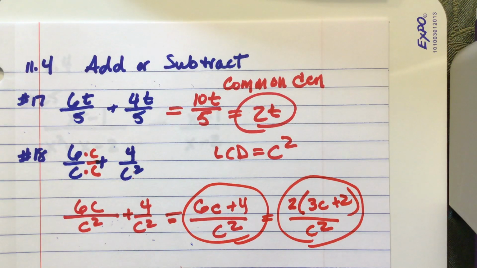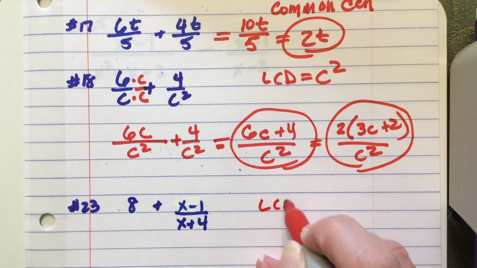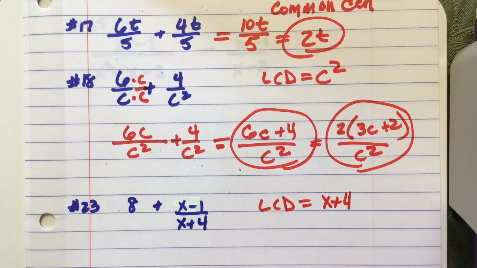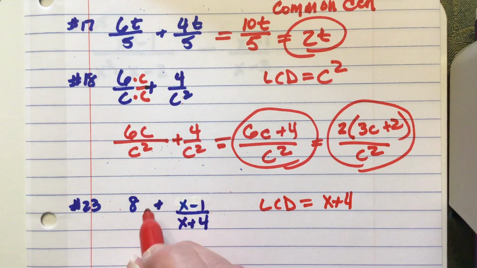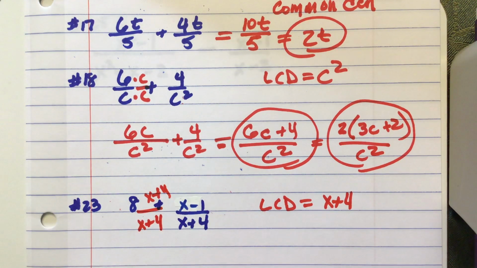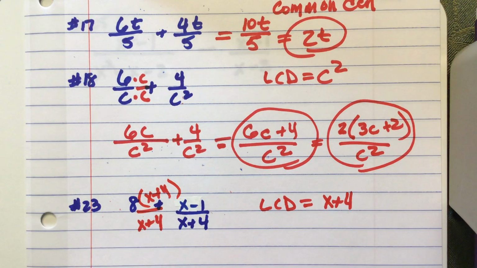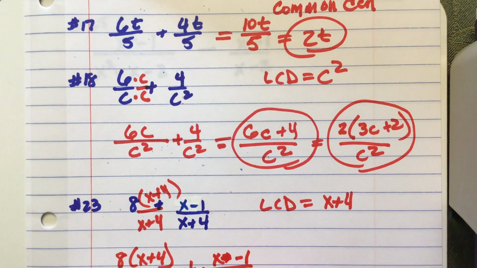Okay. Now we're going to try number 23. I have 8 plus x minus 1 over x plus 4. So now my least common denominator is going to be x plus 4. So I'm going to have to multiply the top and the bottom here by x plus 4 over x plus 4. Okay, just so I get my common denominator. And I'm going to add parentheses here to remind me to use the distributive property. So this becomes 8 times x plus 4 over x plus 4 plus x, sorry, that's a minus, x minus 1 over x plus 4.